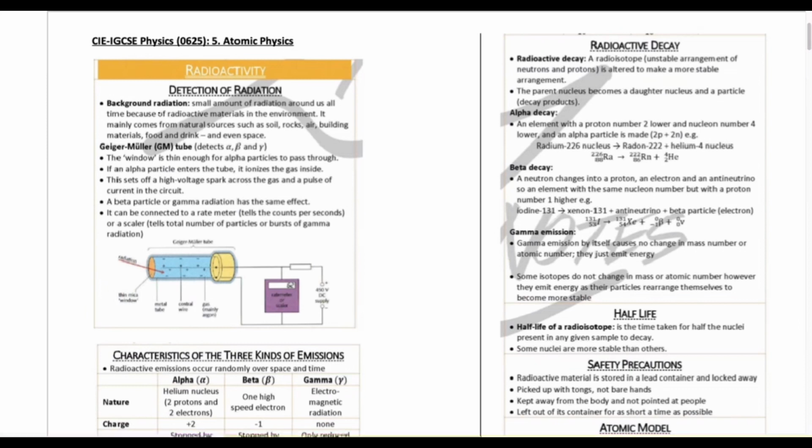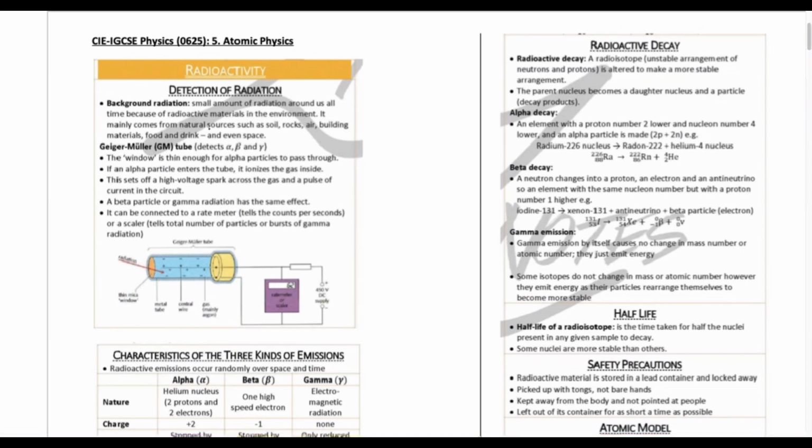Imagine our natural surroundings like stones or maybe trees, they may have a very small amount of radiation. That is what we call background radiation, a small amount of radiation around us all the time because of radioactive materials in the environment. If you learn biology, you should have heard that even organisms have a small amount of carbon-14, which is radioactive. It mainly comes from natural sources such as soil, rocks, air, building materials, food and drink, and even space. All these give small radiations.